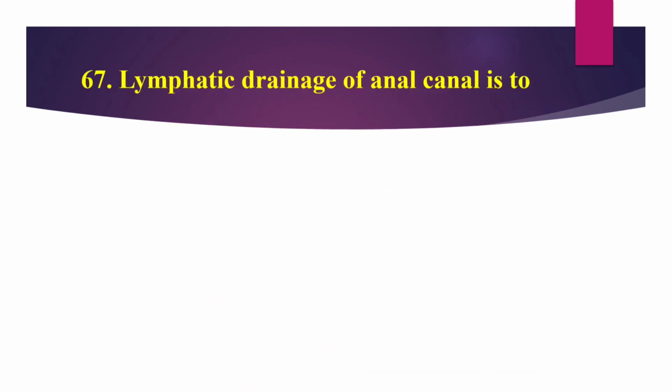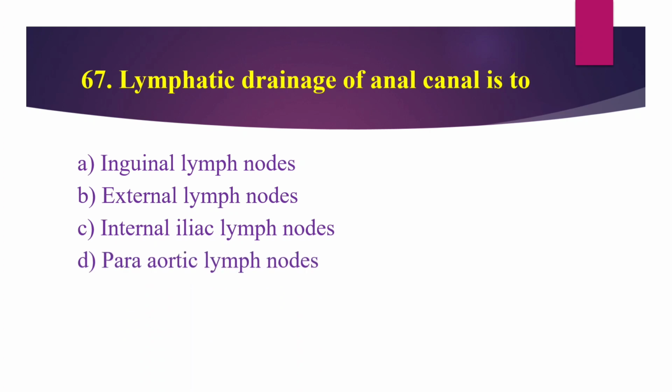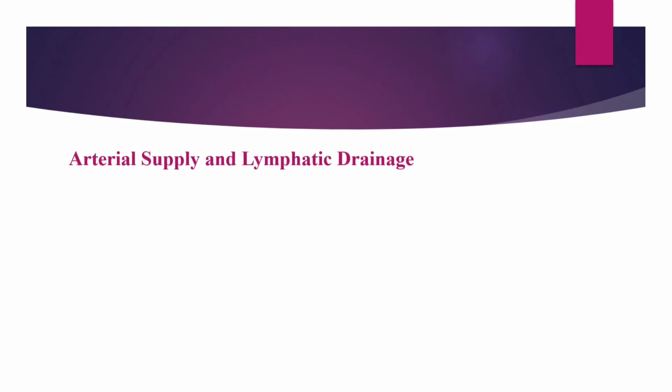Moving on to the next question, question number 67. Lymphatic drainage of anal canal is to option A inguinal lymph nodes, option B external lymph nodes, option C internal iliac lymph nodes, and option D para-aortic lymph nodes. The answer is option A inguinal lymph nodes. So the lymphatic drainage of anal canal is to inguinal lymph nodes. Now let's see the explanation.